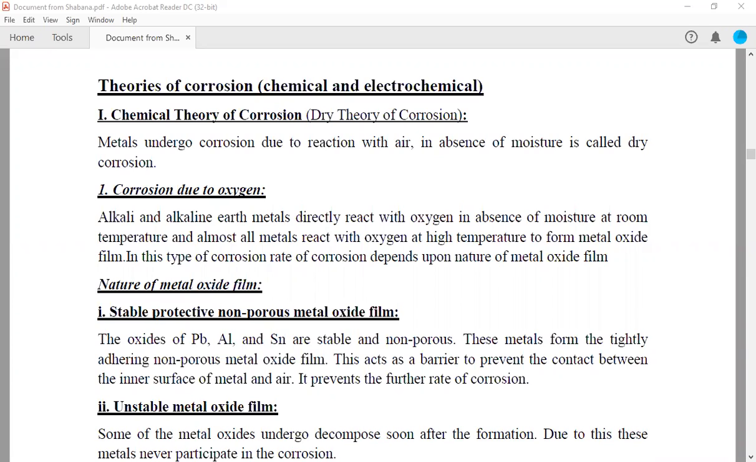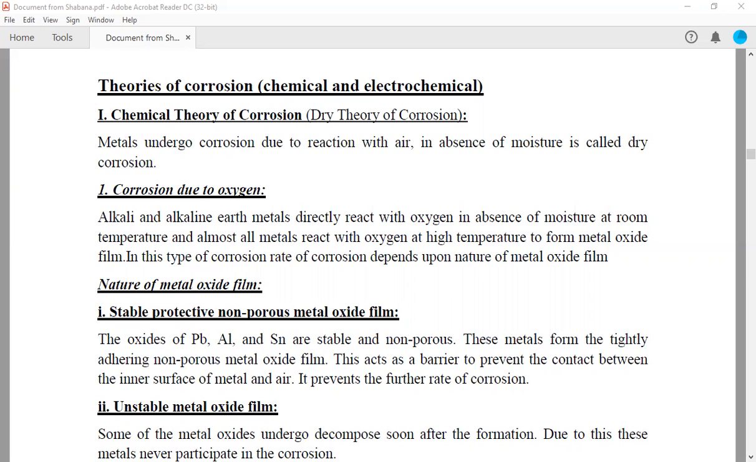Today I want to discuss theories of corrosion. In the last lecture, I explained what corrosion is, what the causes of corrosion are, and what the consequences of corrosion are. Today I'm going to discuss the theories of corrosion, also known as the mechanism of corrosion.